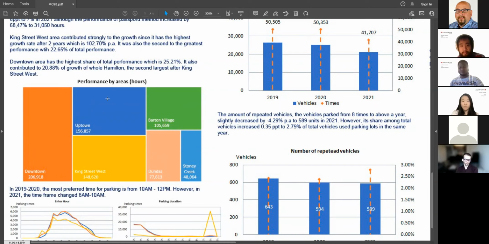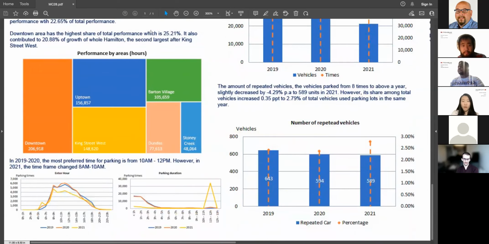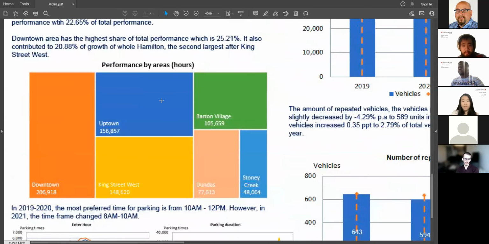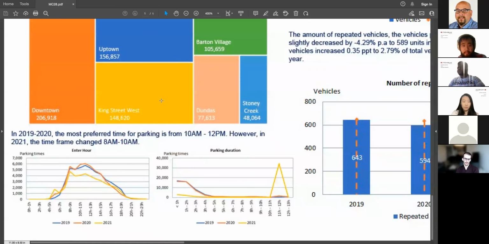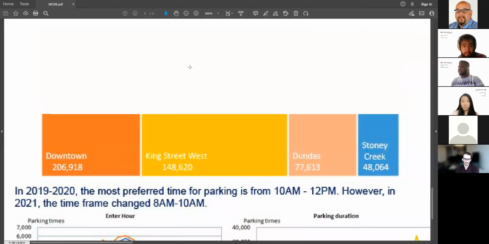And now we can move to the graph in the left bottom. So Mario, could you zoom in on it a little bit bigger? My pleasure.